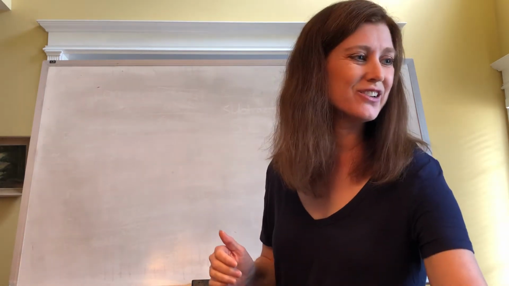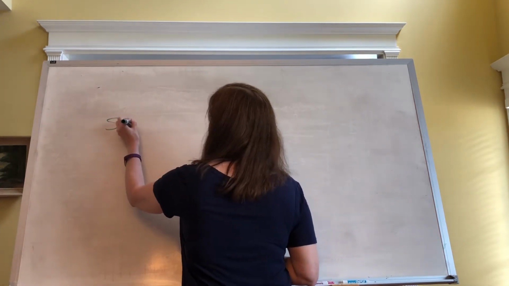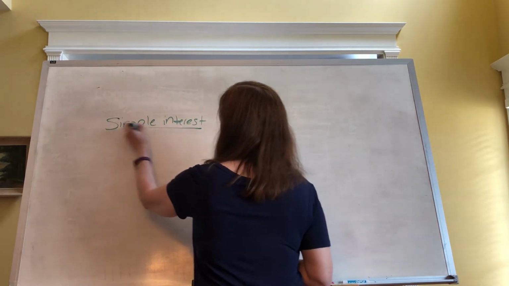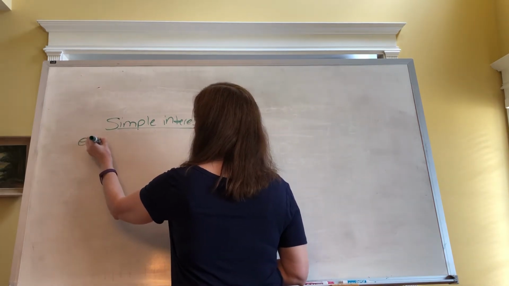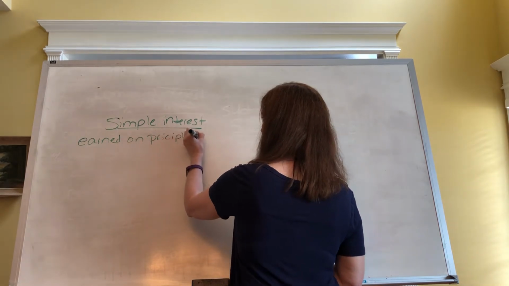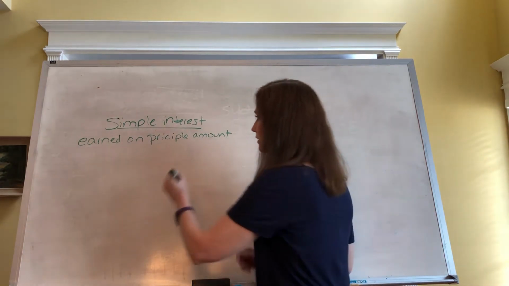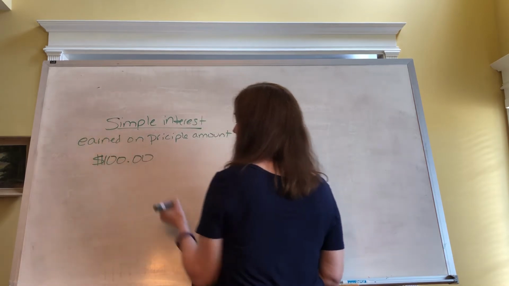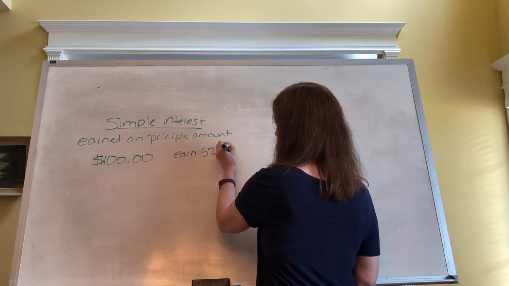All right, so starting off with simple interest. Simple interest is interest that is earned on the principal amount, and it's earned on the principal amount only. So if I have $100 in the bank, and I'm gonna earn a 5% interest, that's the annual interest.